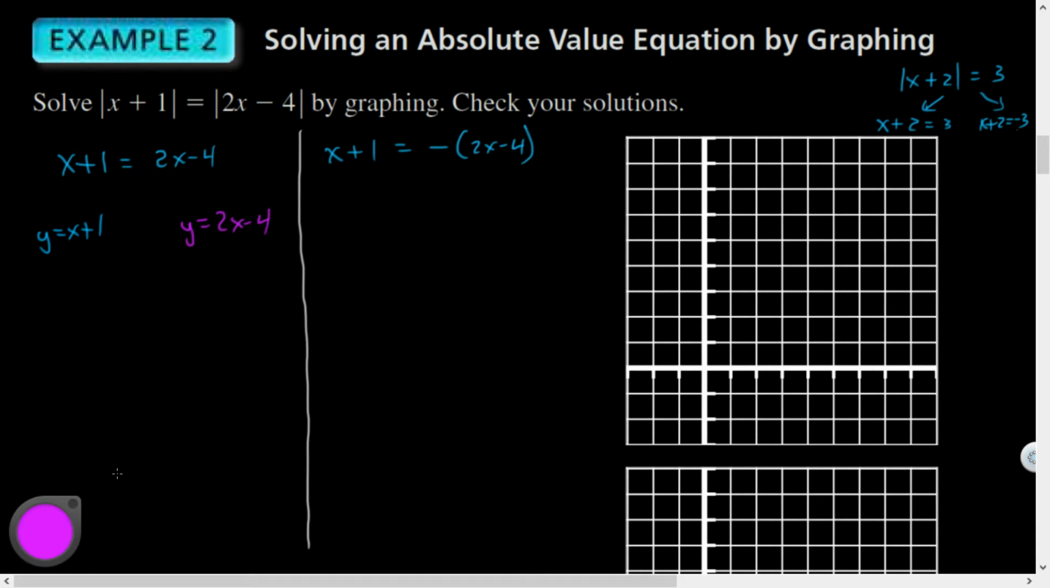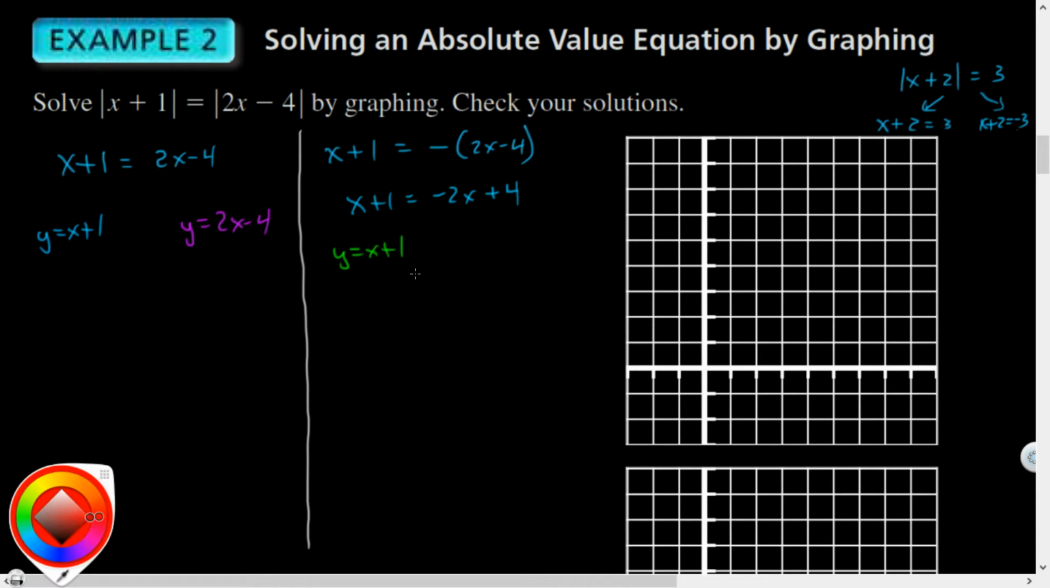Over here, let's simplify this side. If I distribute that, I'd have x plus 1 equals negative 2x, and the opposite of negative 4 is plus 4. And let's write two equations there. I'll write these in different colors as well. So this one would be y equals x plus 1, if I just take this side. And this side, I would have y equals negative 2x minus 4. I was going to use two different colors, and then I just kept using green. So let's graph these.